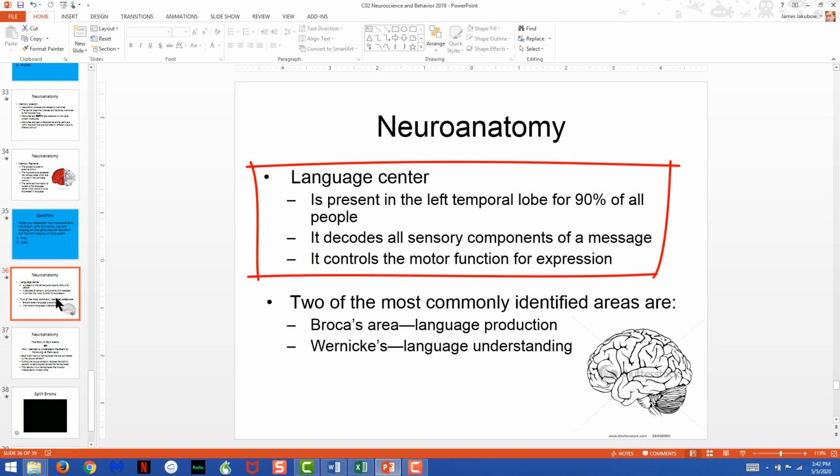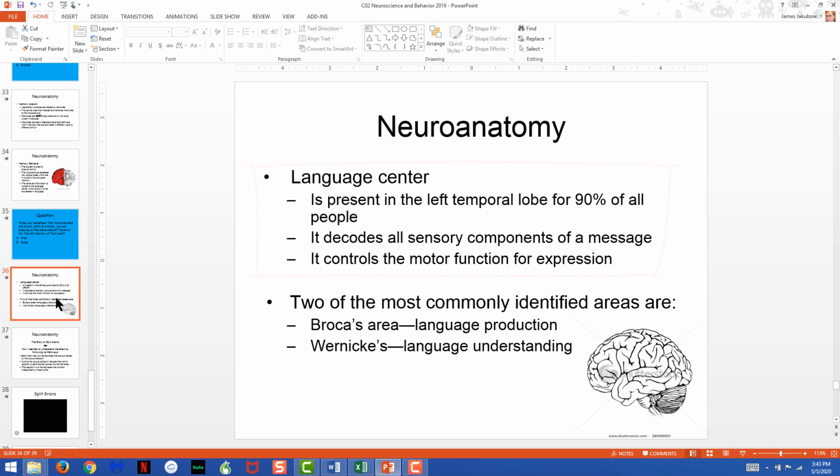But your language center is going to decode all of the sensory input of a message and then control your ability to express yourself, which is going to involve a lot of complicated activity involving the muscles of your lip and your mouth and your throat and your lungs all in a coordinated fashion so that you can speak. Or also in a coordinated fashion, your ability to type or to write in cursive or to use sign language or any other communicative process. It doesn't matter which process it is really, you can always get the information out, but the language center is going to be primarily involved in getting that information out.